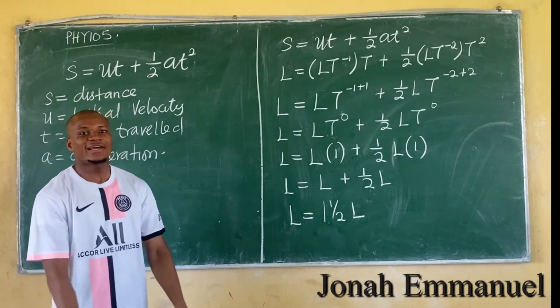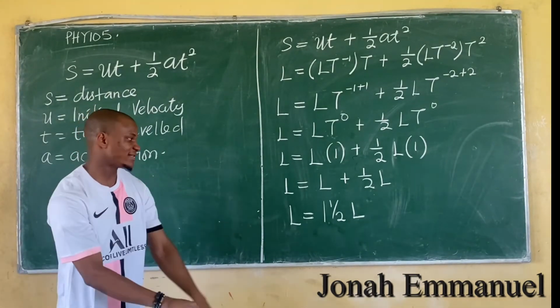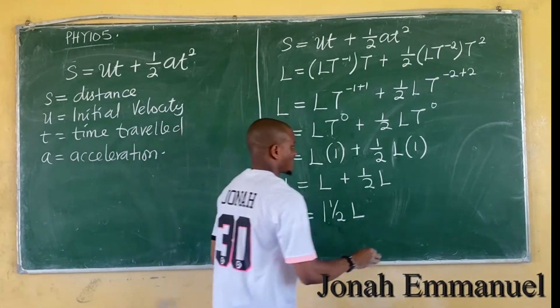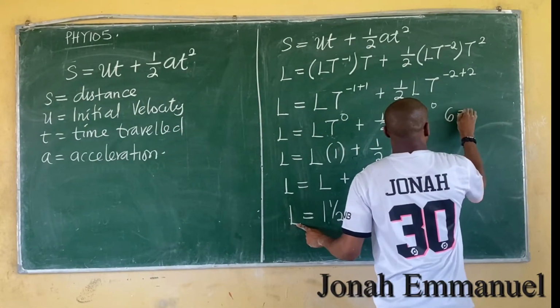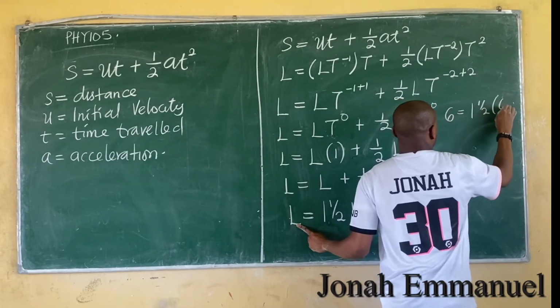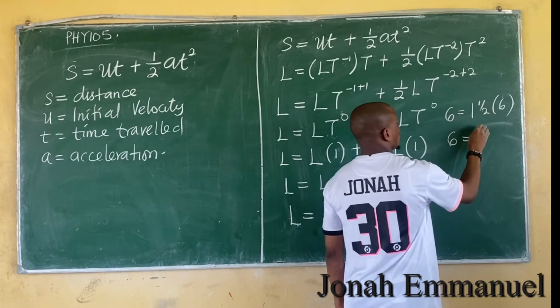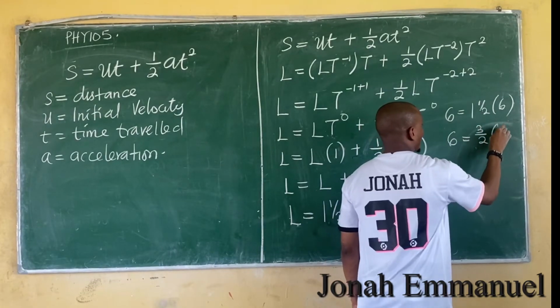Let's use numbers. Let L be 6. Can we say that 6 is equal to 1 and a half times 6? In fraction, this is 3 over 2 times 6.